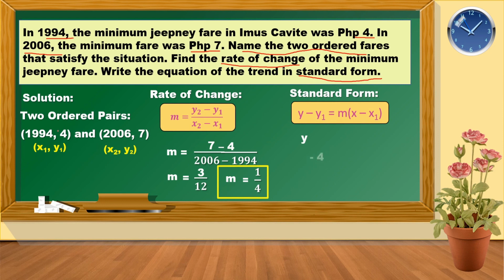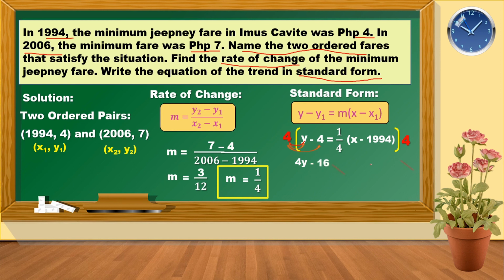So, let us substitute y minus y sub 1. Ang y sub 1 mo is 4, minus 4, equals, ang m mo is 1/4 times the quantity of x minus x sub 1 mo is 1994. Okay? Next is, let us remove the denominator, which is 4. So, para ma-remove, we will multiply both sides of the equation by 4. So, 4 times y, ayun, is 4y. 4 times negative 4 is negative 16.